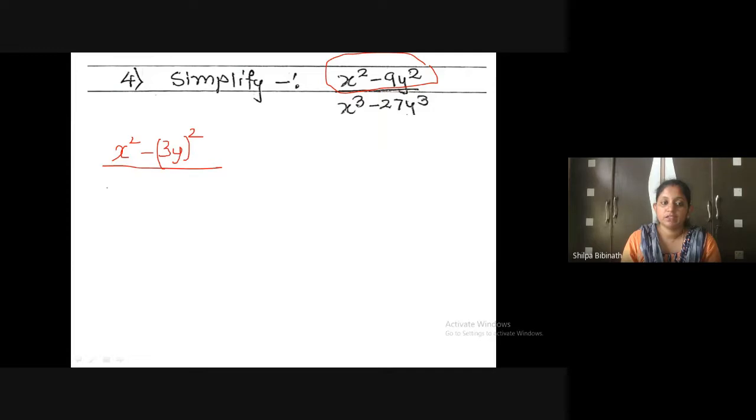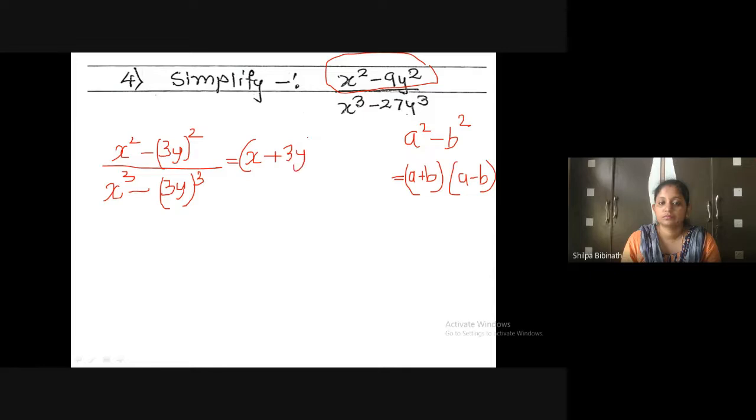In the denominator, x cube minus, what is the cube root of 27? 3. 3 by the whole cube. Here it is square, here it is cube. A square minus b square formula, which you already know, that is what? A plus b, a minus b. So here, this is a, this is b. So x plus 3y and x minus 3y.